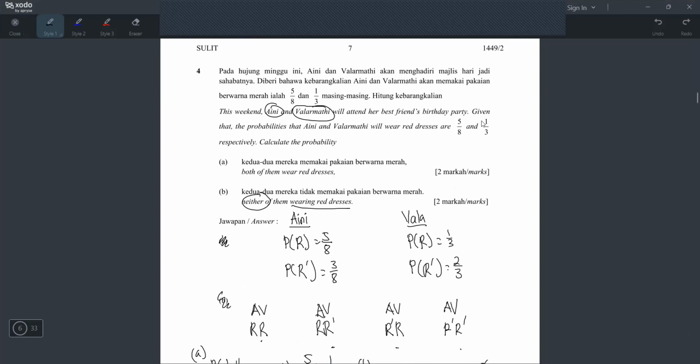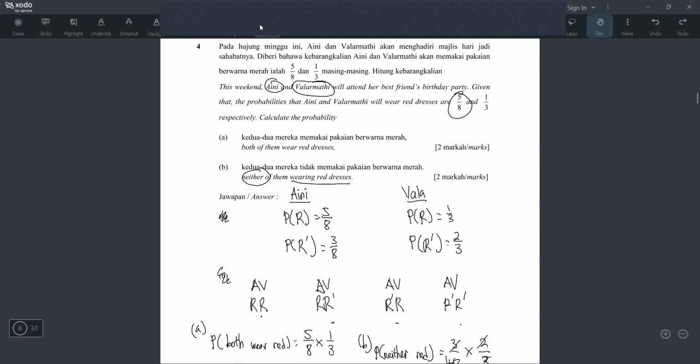And always, if they give me one probability, we can only find the other side of the probability by taking 1 minus. All right. Okay, what if I change the question? I said at least one red. This is also one of the famous ones they like to ask, but they ask in this kind of question. So if they say at least one red, what you have to do? At least one red means at least one person must wear red.